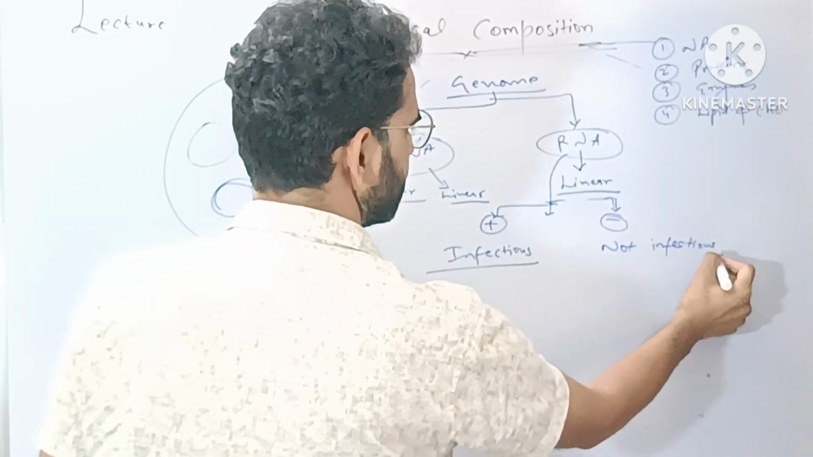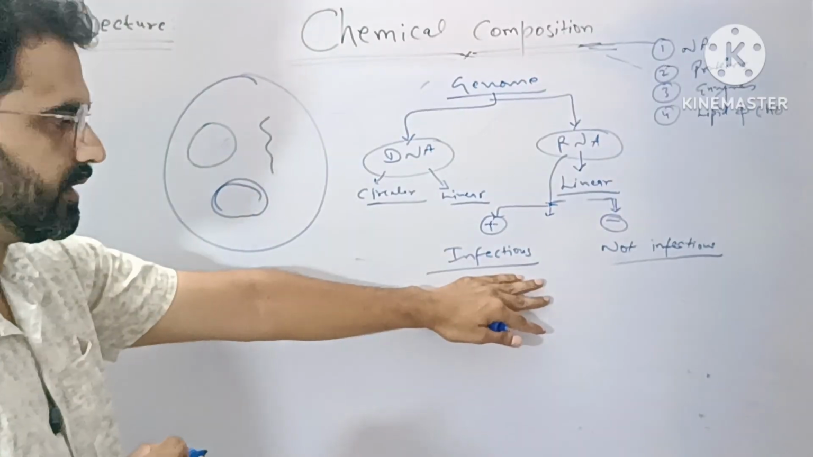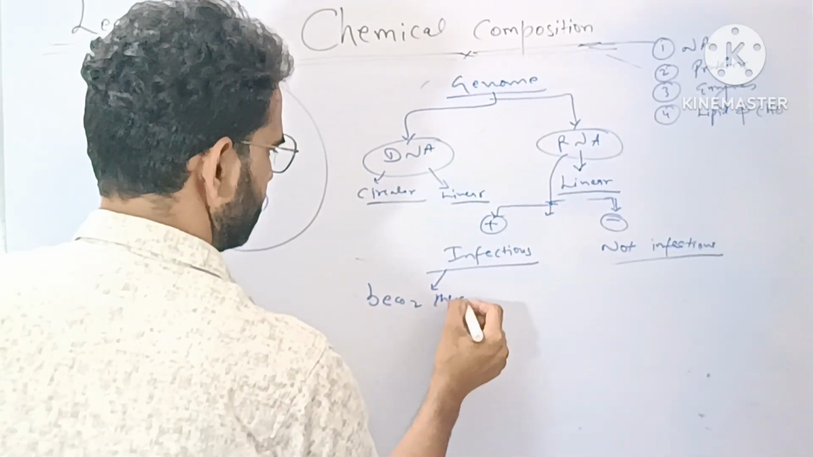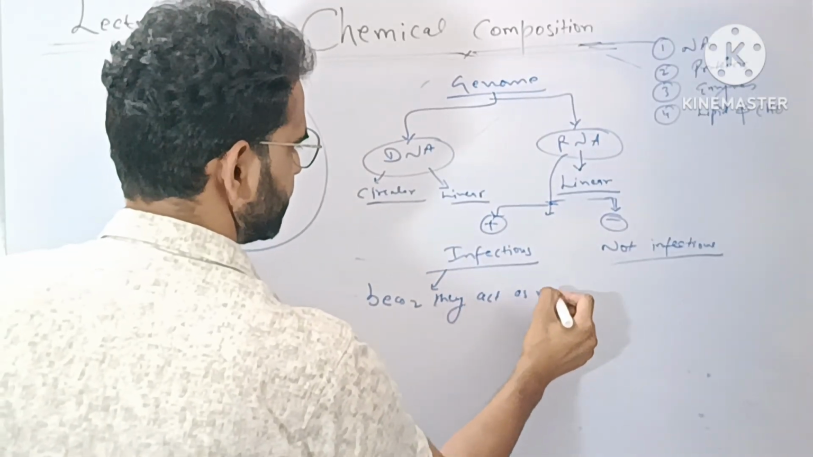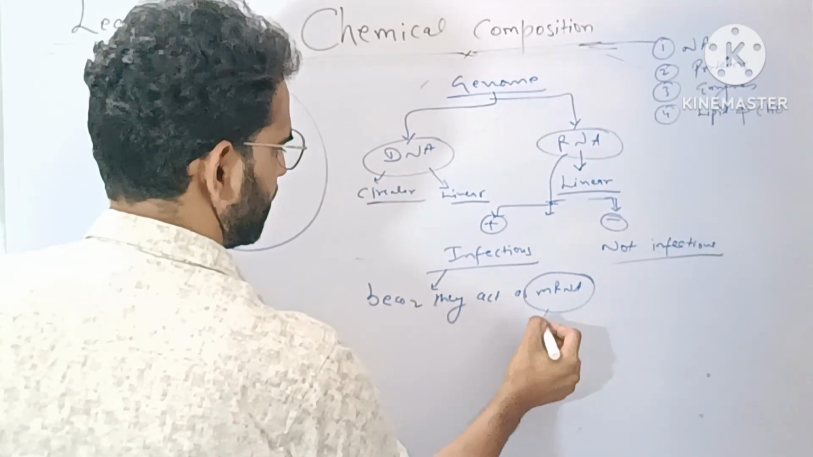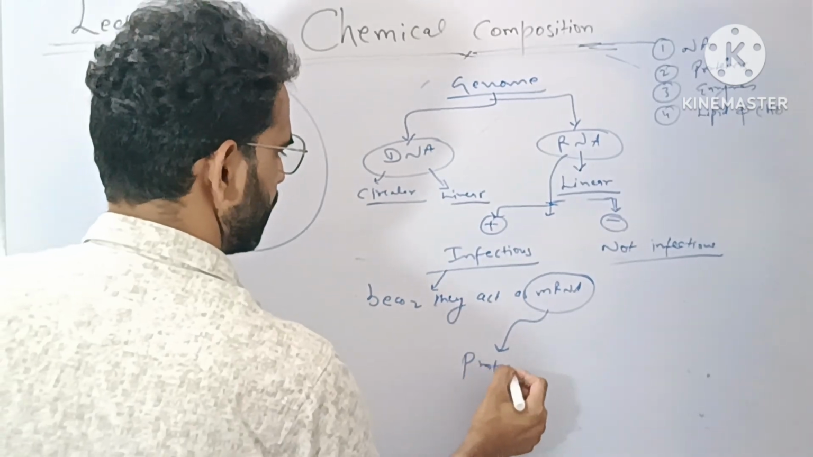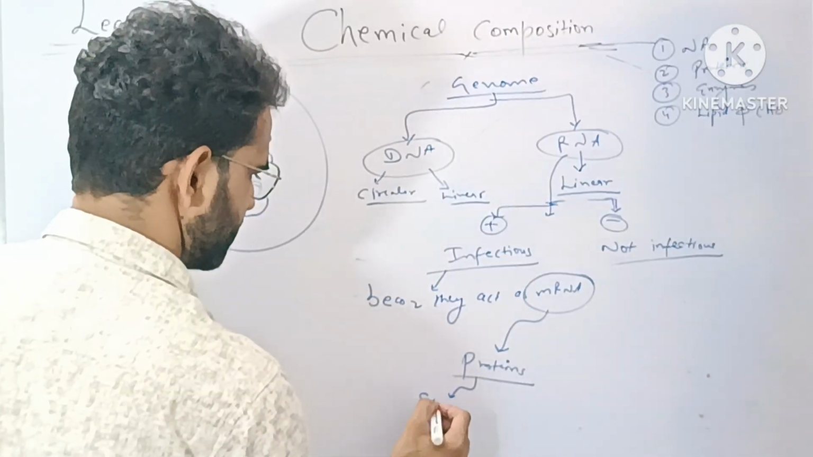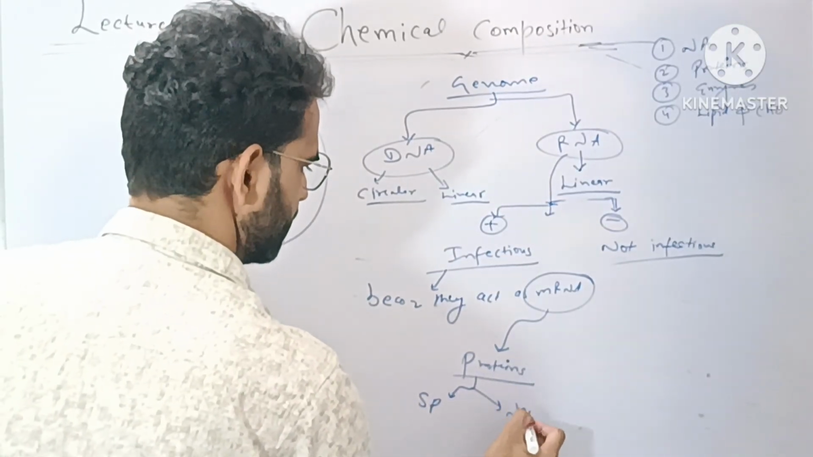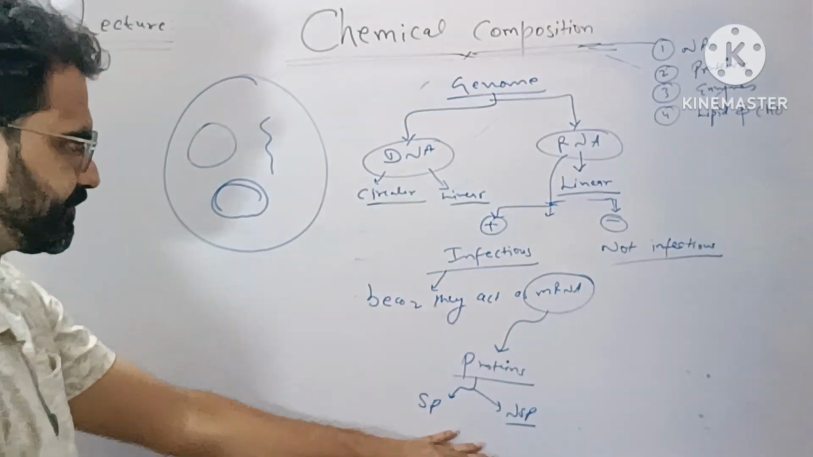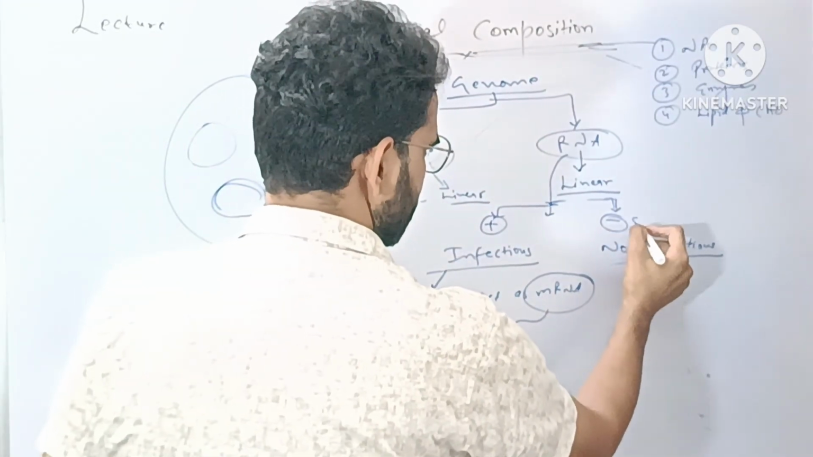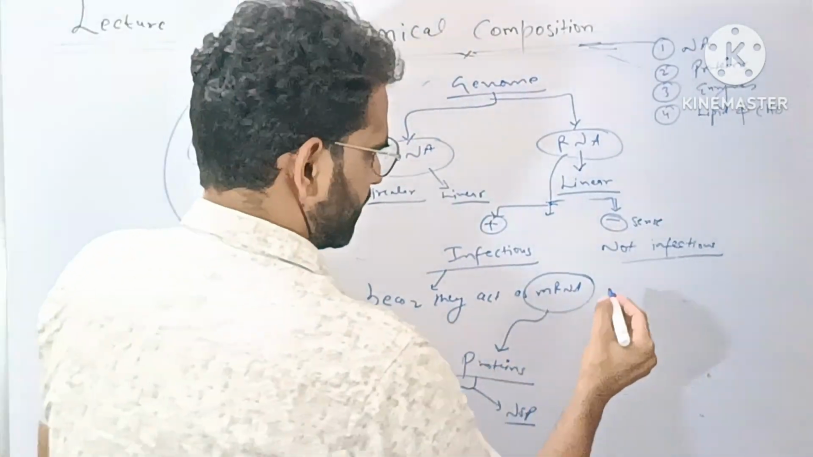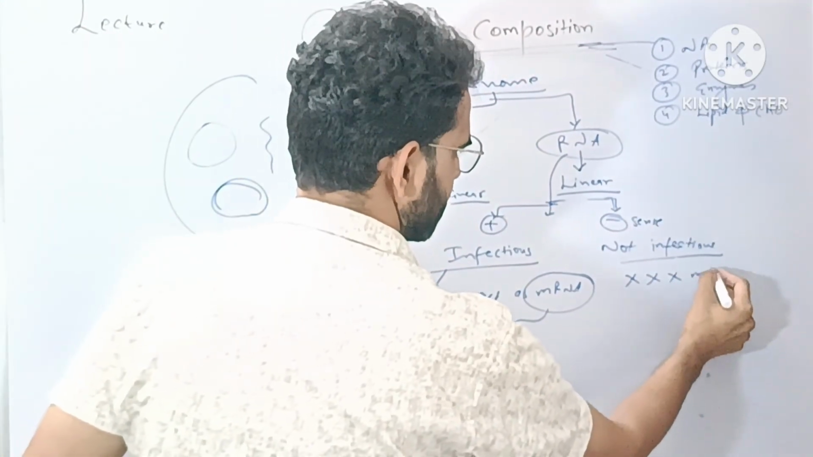The reason why they are infectious is because they act as messenger RNA. They can code for proteins. Those proteins may be structural proteins or non-structural proteins, NSP. But these negative sense RNA are not infectious because they do not act as messenger RNA.